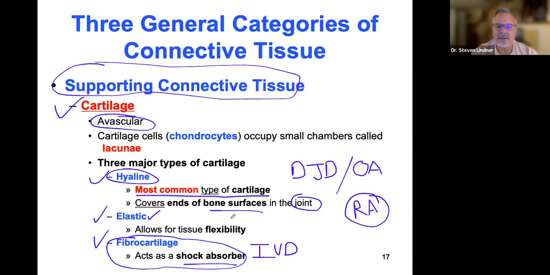Elastic cartilage allows for flexibility. Elastic, right? It sounds like a rubber band. So we'll find elastic cartilage in certain parts of the body, like in the ear, the helix of the ear. We can find it in the nose. We can find it in the epiglottis, in the back of the throat, things that can alter in shape, but can rebound back.